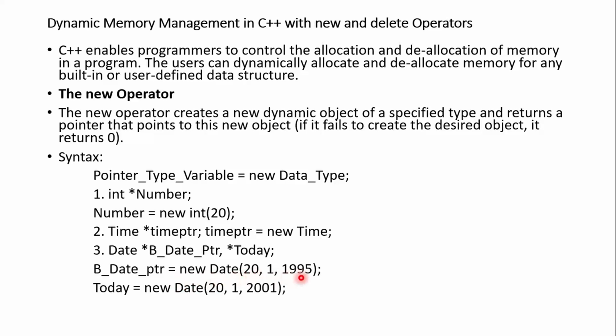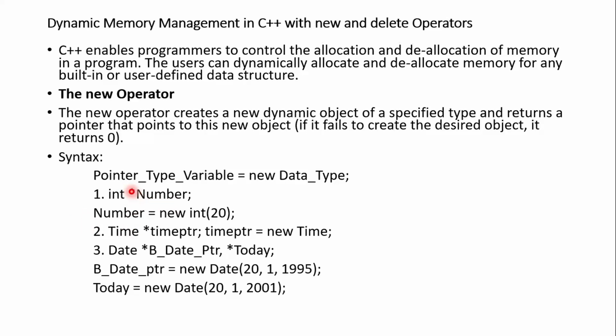It will store the date 21 1995, and for today this new date 21 2000. So this is how your new operator will work. Once we go to the definition, the new operator creates a new dynamic object of a specified data type and returns a pointer that points to this new object. So what does it return? It returns a pointer. That is the reason we first declare this as a pointer here.